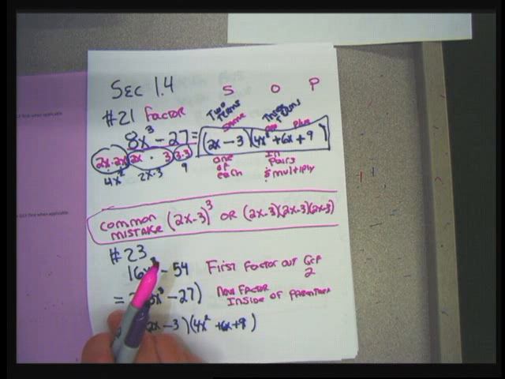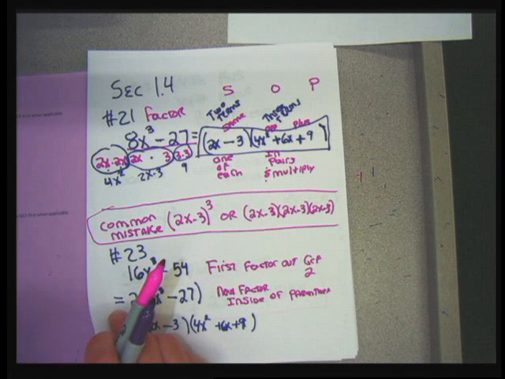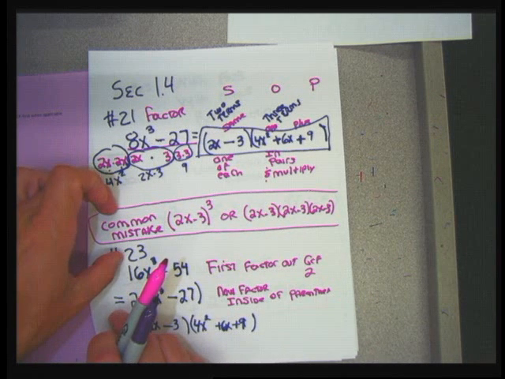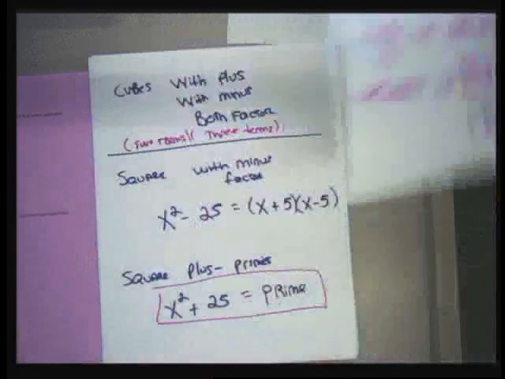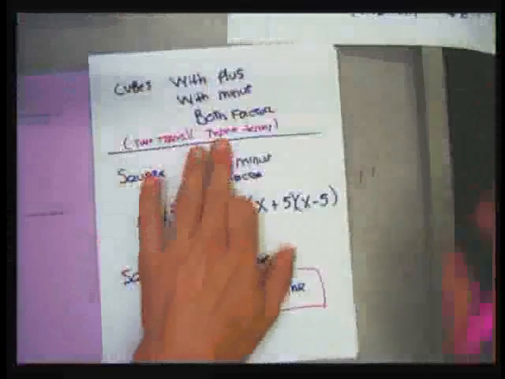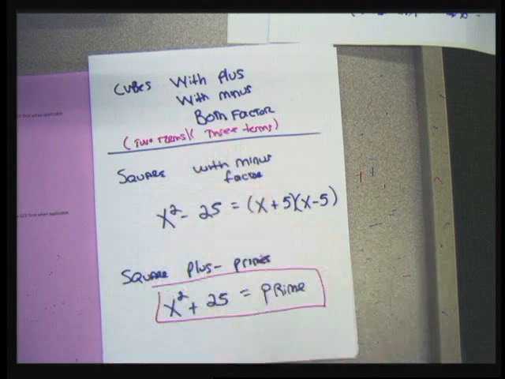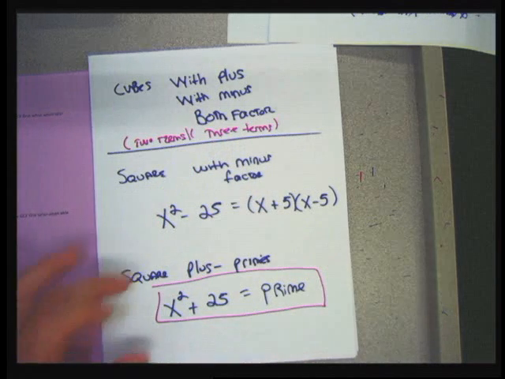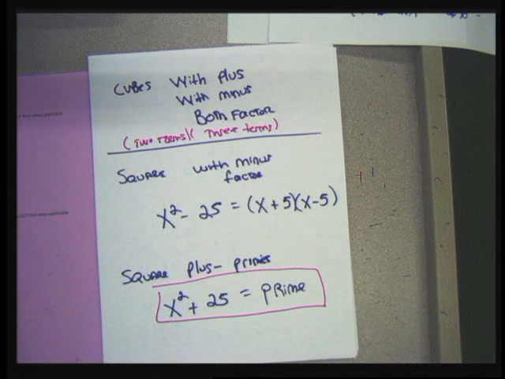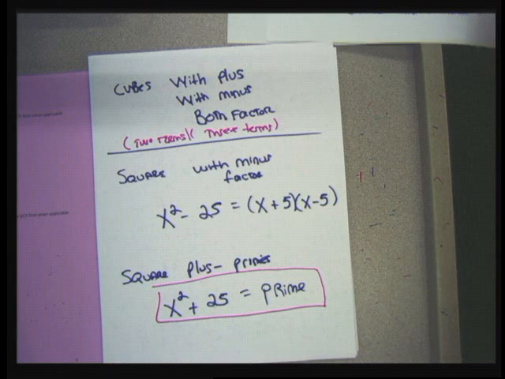Those are on the test out of section 1.4. It's super common for students to factor cubes wrong. When cubes factor, the first parenthesis has 2 terms, and the second parenthesis has 3 terms. You don't get a cube in your answer. And then squares with pluses are always prime. Those are hugely common mistakes when I wind up grading the tests.